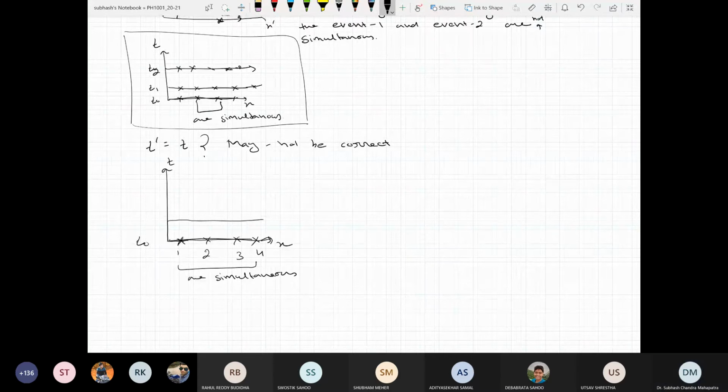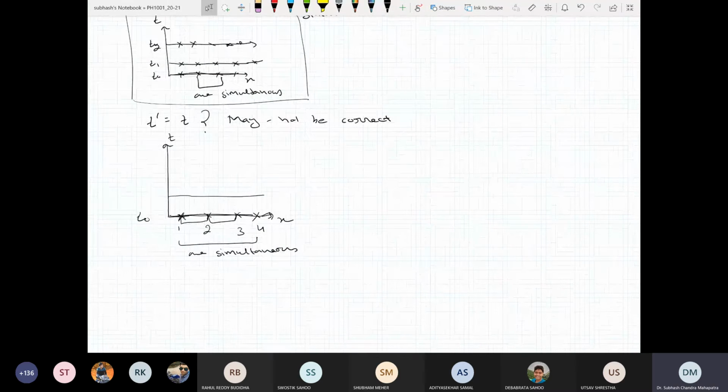Okay, these two events are simultaneous. 1 is simultaneous to 2, 2 is simultaneous to 3, and so on to 4. Now this is with respect to you. You are at rest. So we want to find the points or the clock or the time in the moving frame such that the events are simultaneous as well. So this is with respect to you.